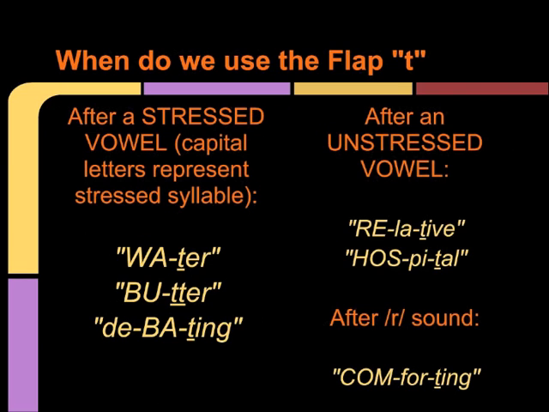When do we use the flap T? The most common rules involve after a stressed vowel, and capital letters represent the stressed syllable. Water, butter, debating. We also use it after an unstressed vowel. Relative, hospital. After an R sound. Comforting.